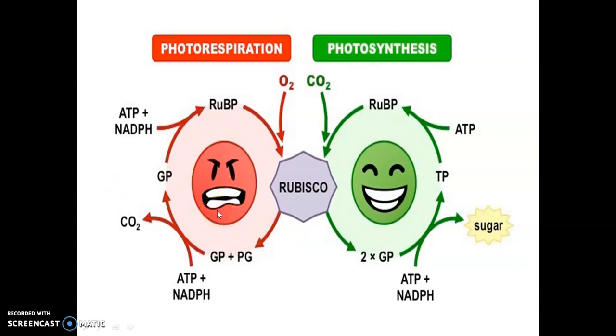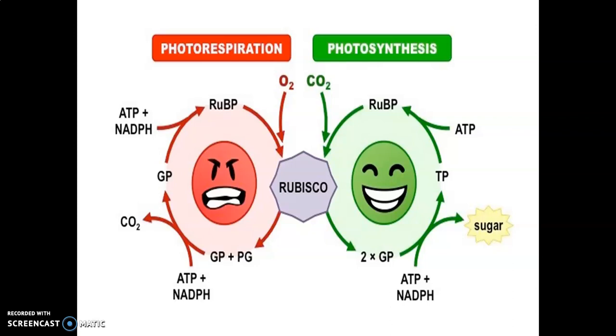Clear? So in C3 plants, some oxygen does bind to RuBisCO and hence carbon dioxide fixation decreases. Here the RuBP, instead of being converted to 2 molecules of phosphoglyceric acid, binds with oxygen to form 1 molecule of phosphoglycerate and 1 of phosphoglycolate, in a pathway called photorespiration.